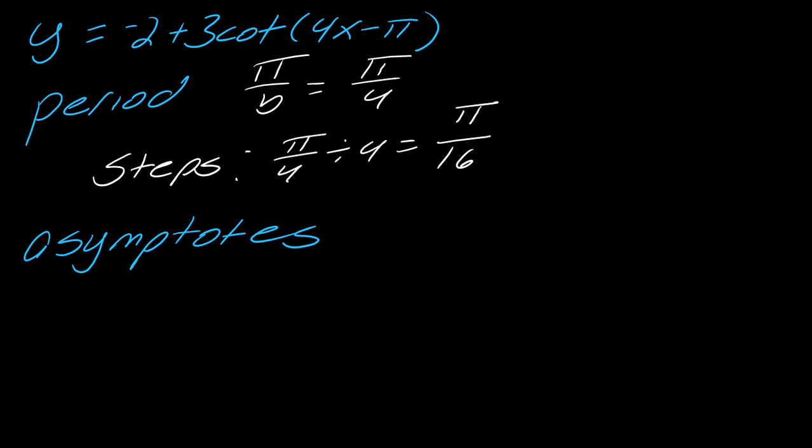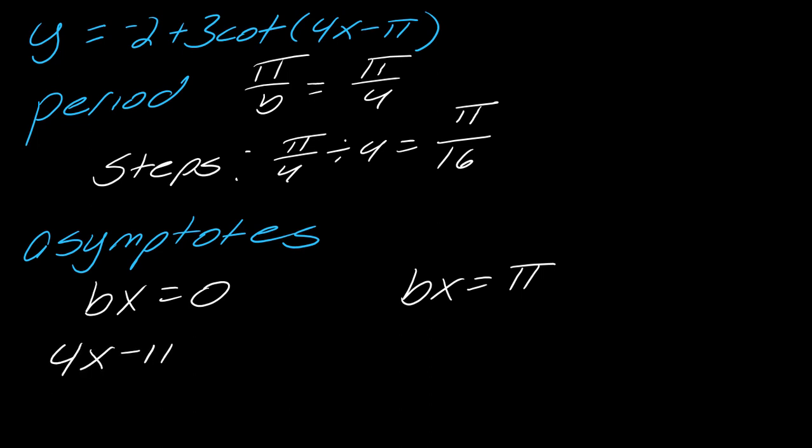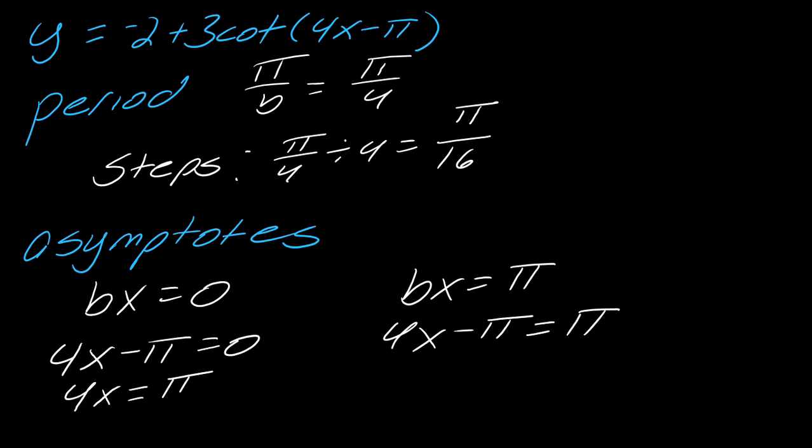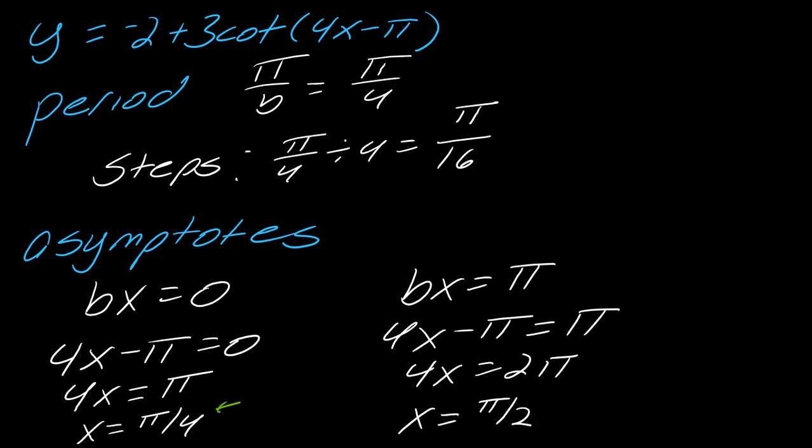Okay, so now let's talk about asymptotes. So as we know, you've got bx equals 0 and bx equals pi. So then I'm just going to take whatever's inside the parentheses of my cotangent function. So I have 4x minus pi equals 0. 4x minus pi equals pi. So if I go through and I solve for this, I get 4x equals pi and 4x equals 2 pi. So when I divide both sides by 4, I get x equals pi over 4 and x equals pi over 2.